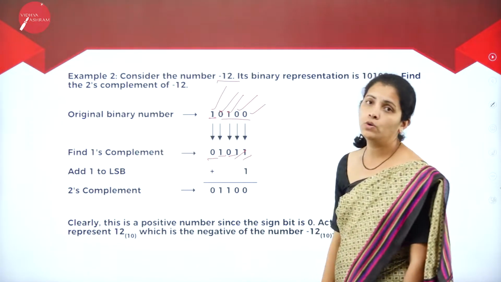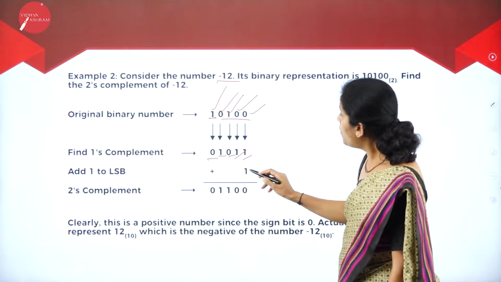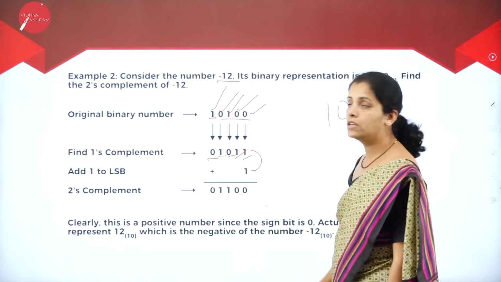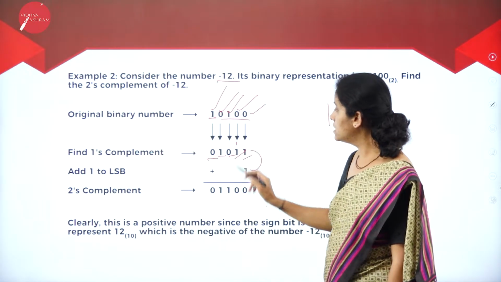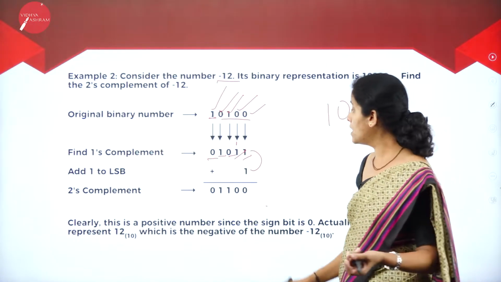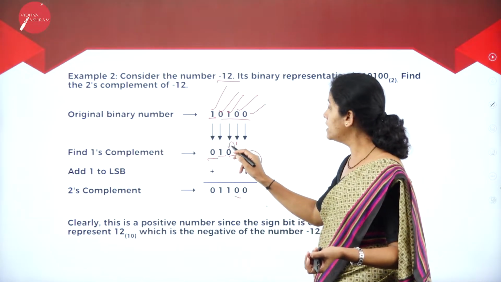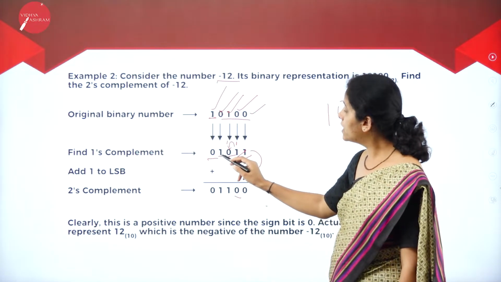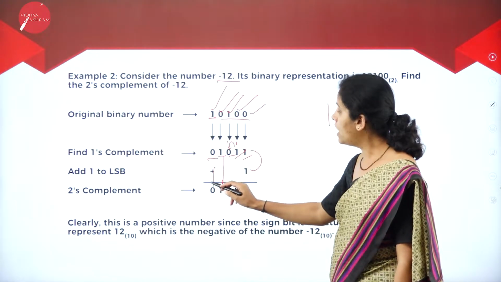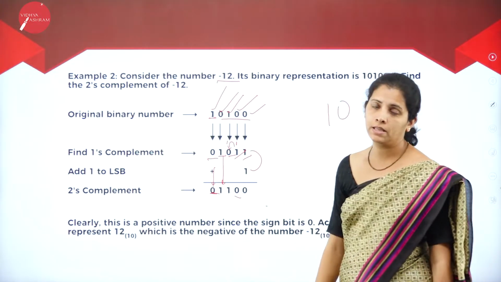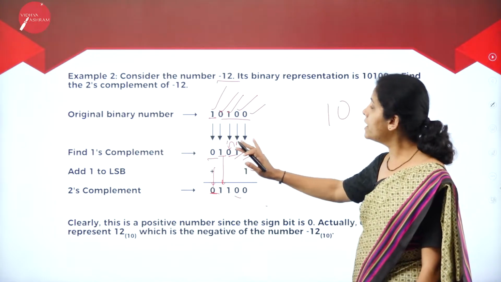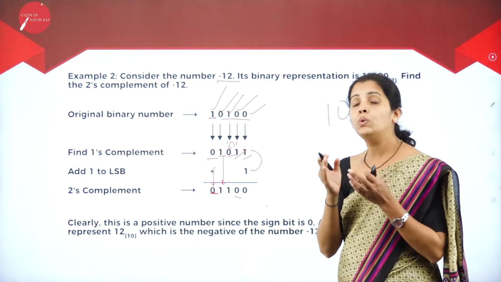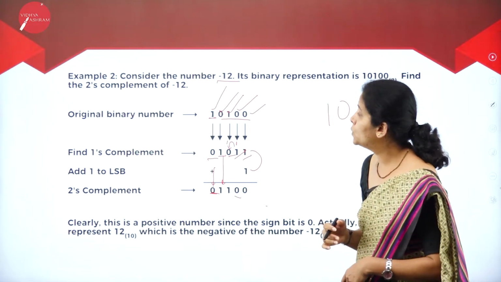So now I'm going to perform addition. 1 plus 1 is 1, 0. So I'll write 0 as it is and 1 is carry. Now 1 plus 1, I'll write 0 and 1 is carry. Now 1 plus 0 is 1. I'll write 1 as it is and 0 as it is. So 0 is nothing but the positive number. This is the way I can convert the negative number 12 to positive number 12.